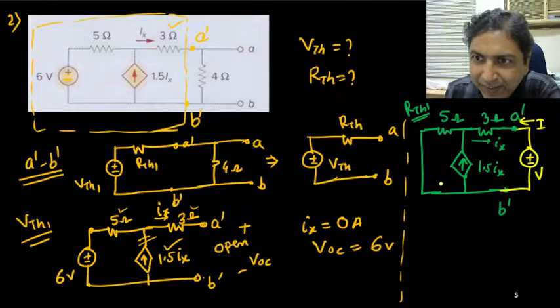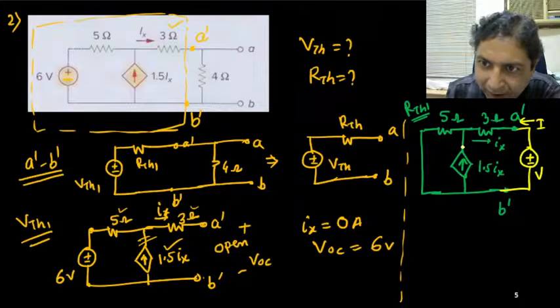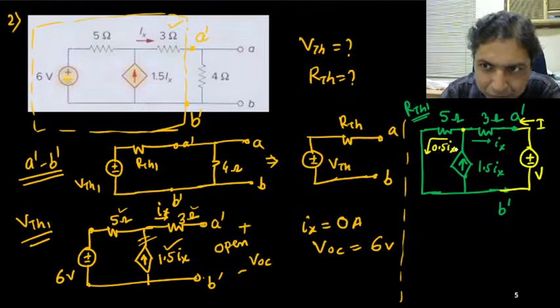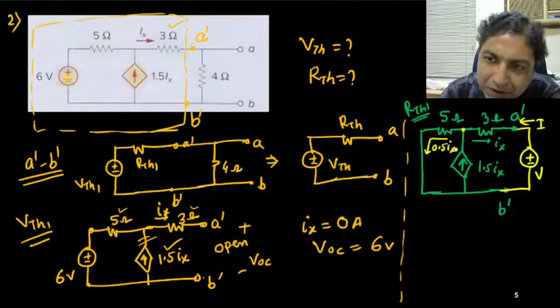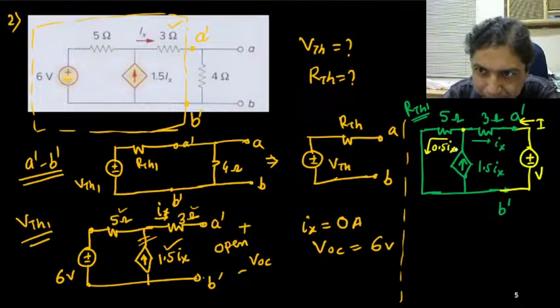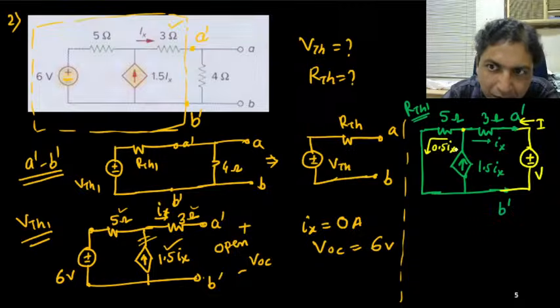Now you can see that this current is 1.5 times Ix. This current is Ix. So if I take KCL at this node, out of this 1.5 Ix is going to this side, so obviously this side current is 0.5 Ix, because total current 1.5 Ix is coming, that is provided by the dependent source. Are you convinced? This is very important to understand.